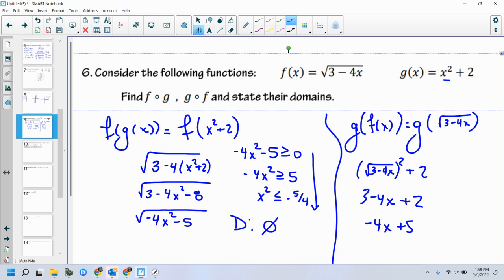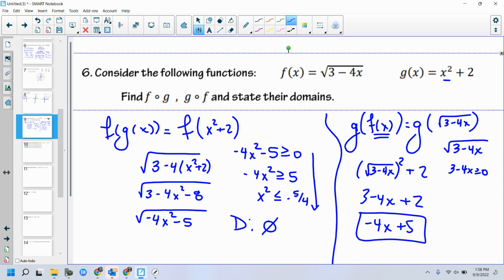Now remember, for the composite, what you have to do is look at the innermost function first and then apply the domain in the end. Now you might be tempted to say that the domain is all real numbers because looking at the very final answer, it's saying, oh, then I don't have to have any restrictions on it. However, if I look at the innermost function, which is f in this case, I have to say 3 minus 4x has to be greater than or equal to 0.